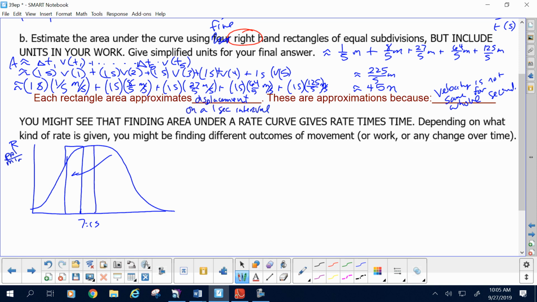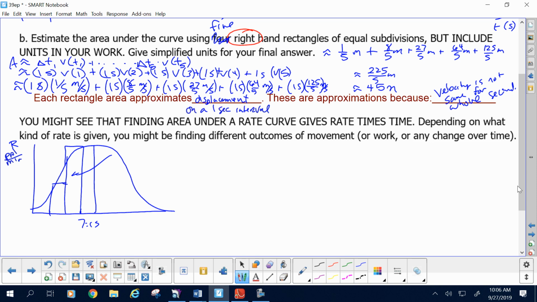And then in the next minute, even though it's a totally different rate, I can say, well, now they're only coming in about 2 people per minute, for a minute. That area is a totally different number of people. So the area under the curve would estimate how many people came in.